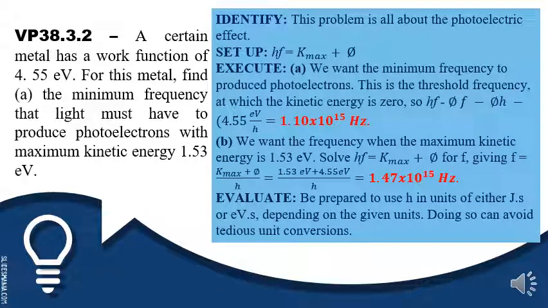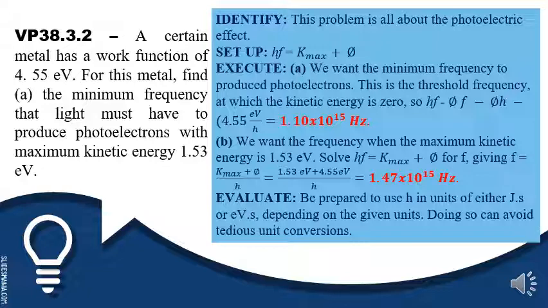This problem is all about the photoelectric effect. So in the setup part, we will use this formula. In the execute part, letter A, we want the minimum frequency to produce photoelectrons. This is the threshold frequency at which the kinetic energy is zero. So we arrive at the answer of 1.10 times 10 to the power of 15 Hz. In letter B, we want the frequency when the maximum kinetic energy is 1.53 eV. So we arrive at the answer of 1.47 times 10 to the power of 15 Hz.